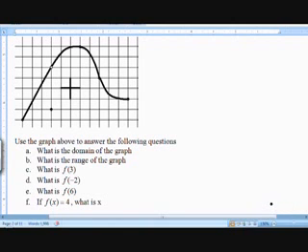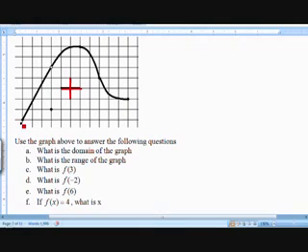Okay, the final example here actually gives us a graph and asks us to answer questions about the graph, and you see here's our origin. I'm going to highlight it just so we can see it better. First off, it says what is the domain of the graph, and again, domain is the x values, the left and right values. So when it's asking for the domain, it's saying how far left does the graph go, how far right does the graph go.